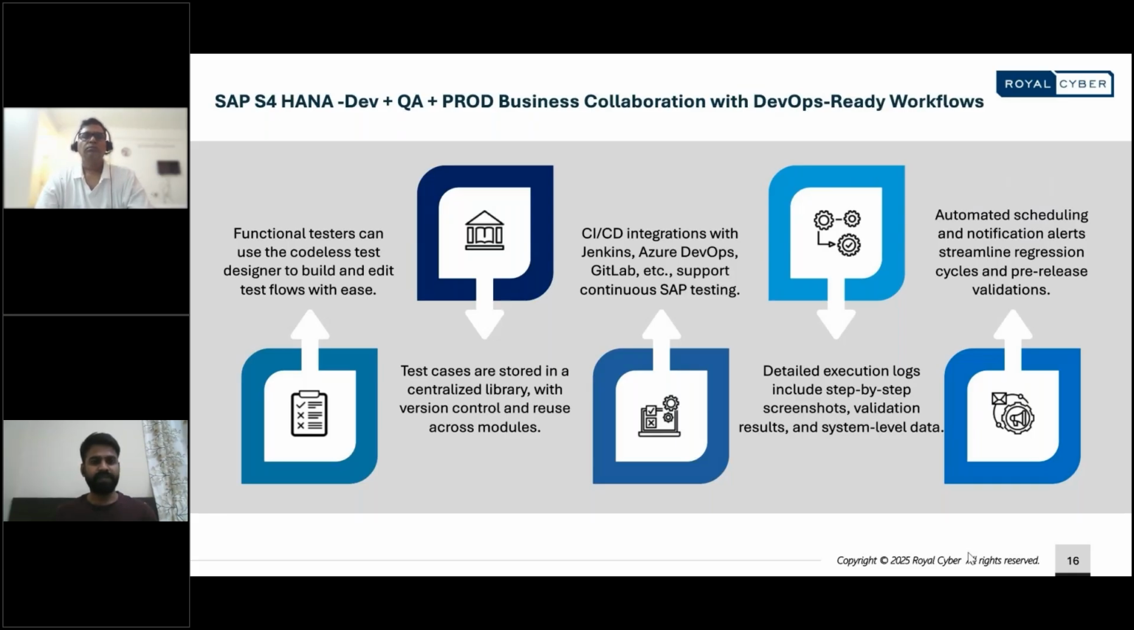And when I'm talking about GoTestPro as a solution for SAP S/4HANA, in the real world, testing doesn't just live in a vacuum. It touches every part of the delivery life cycle, from development to production. That's why GoTestPro is also built with DevOps and business collaboration at its core. Our centralized test library allows test cases to be created, versioned, and reused across modules and teams. Whether it's a QA engineer, a functional consultant, or even a business analyst, everyone can work in the same place with the same clarity and control.